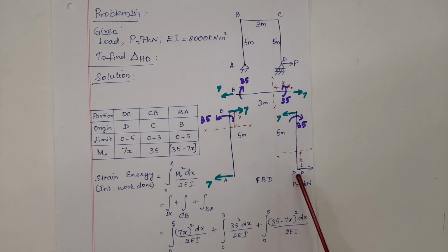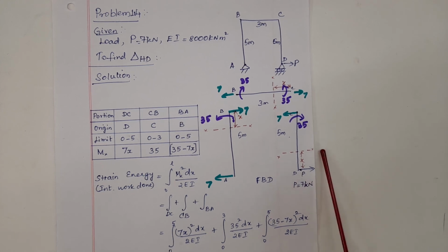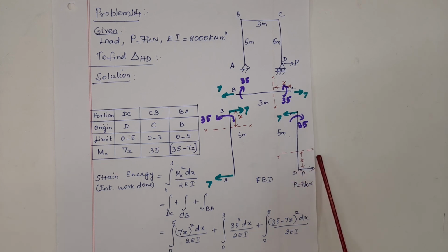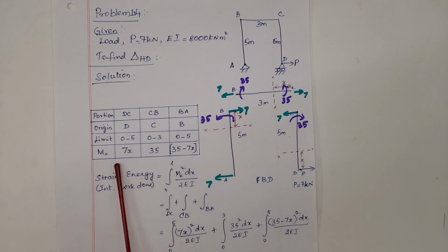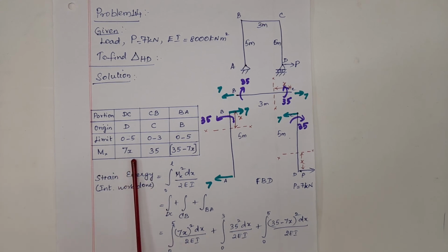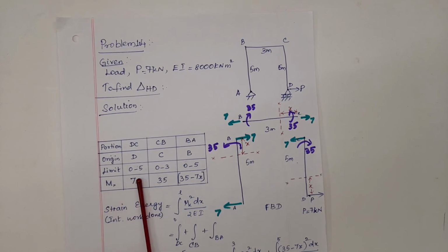To write the moment expression about the section, I have a load that is P. So P into x will be the moment acting towards the section. When bending takes place, the column is pushed inside. That is taken as a positive bending moment. So I write here plus 7 into x, or P into x is substituted as 7 into x. The length of this column is 5 meter. So the limits are given as 0 to 5.